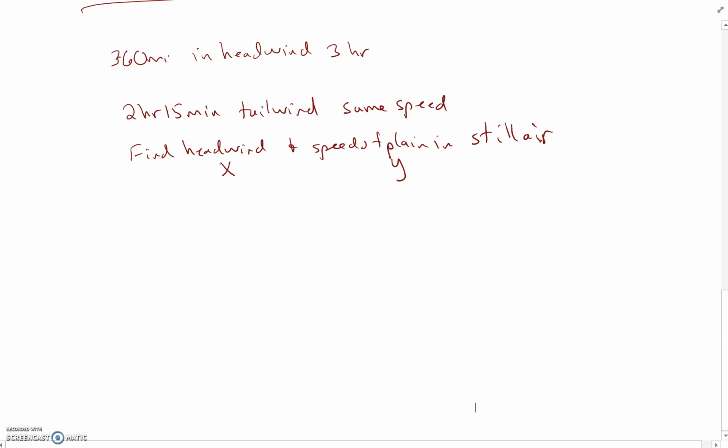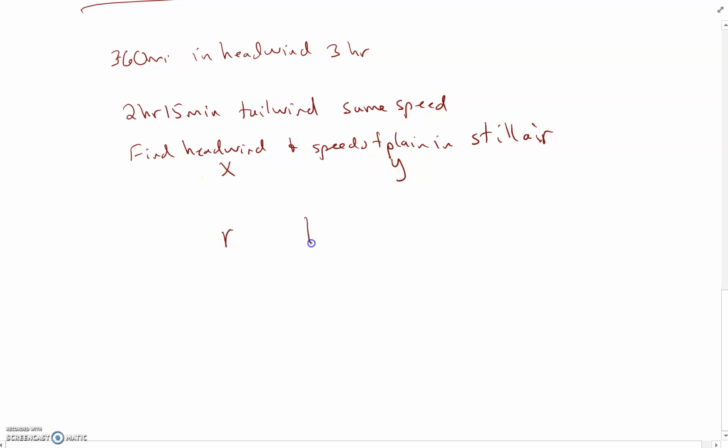So I've laid it out here: 360 miles with a headwind, against the wind. That takes 3 hours. It only takes 2 hours and 15 minutes for the same trip coming back with a tailwind. It takes the same amount of time, same speed. Find the headwind and speed of the plane.